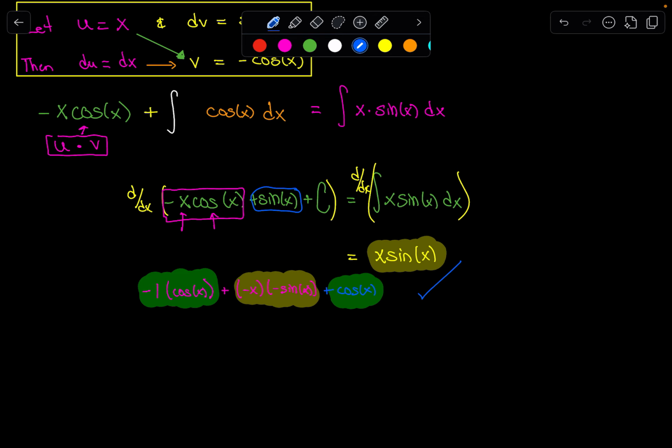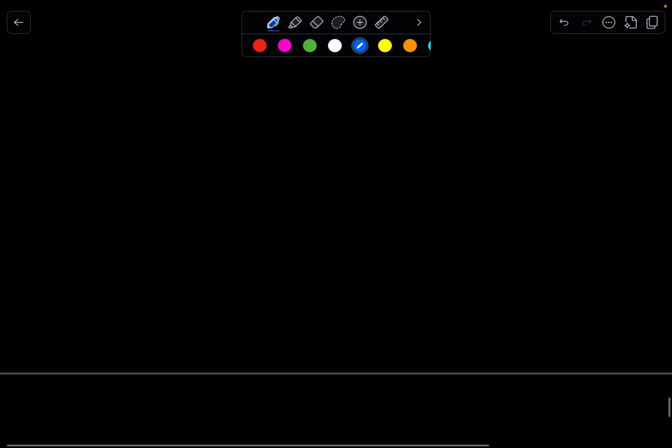Now, I know that one example is probably not enough for this, so let's do another example. For example, let's do the integral of 2x e to the x squared dx. Now, this one, you may be like, I've got the product of two things, let's use integration by parts.